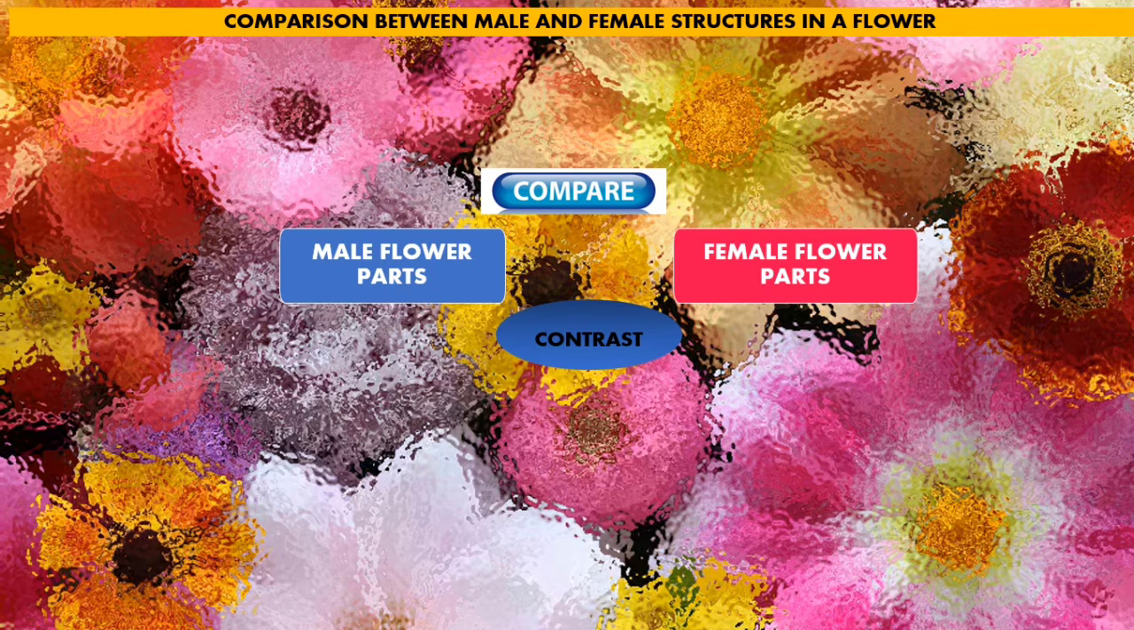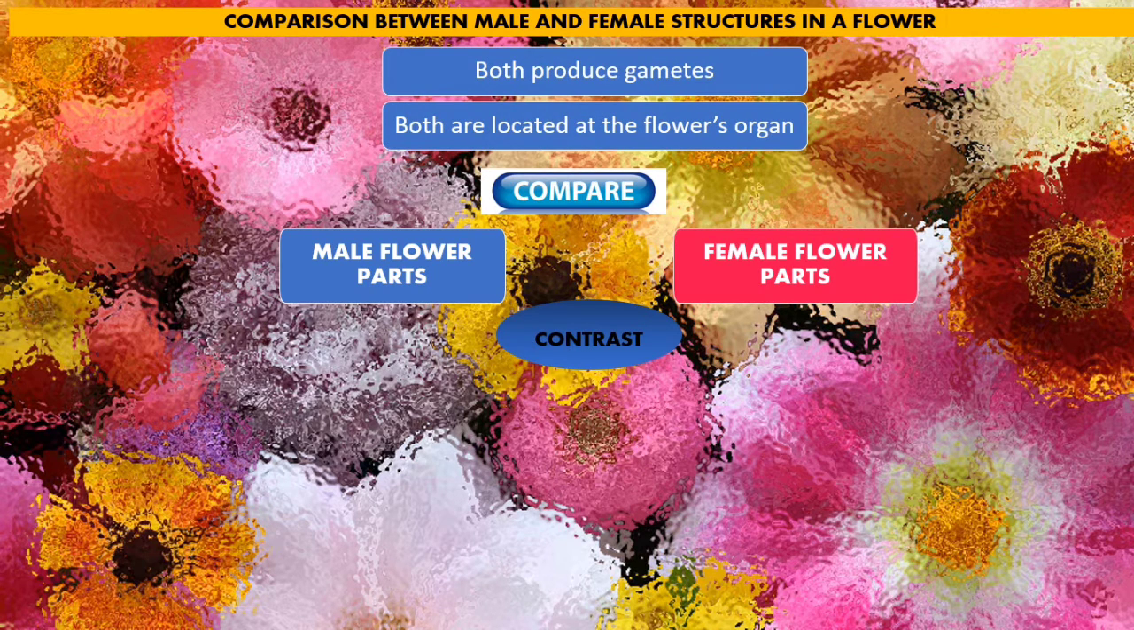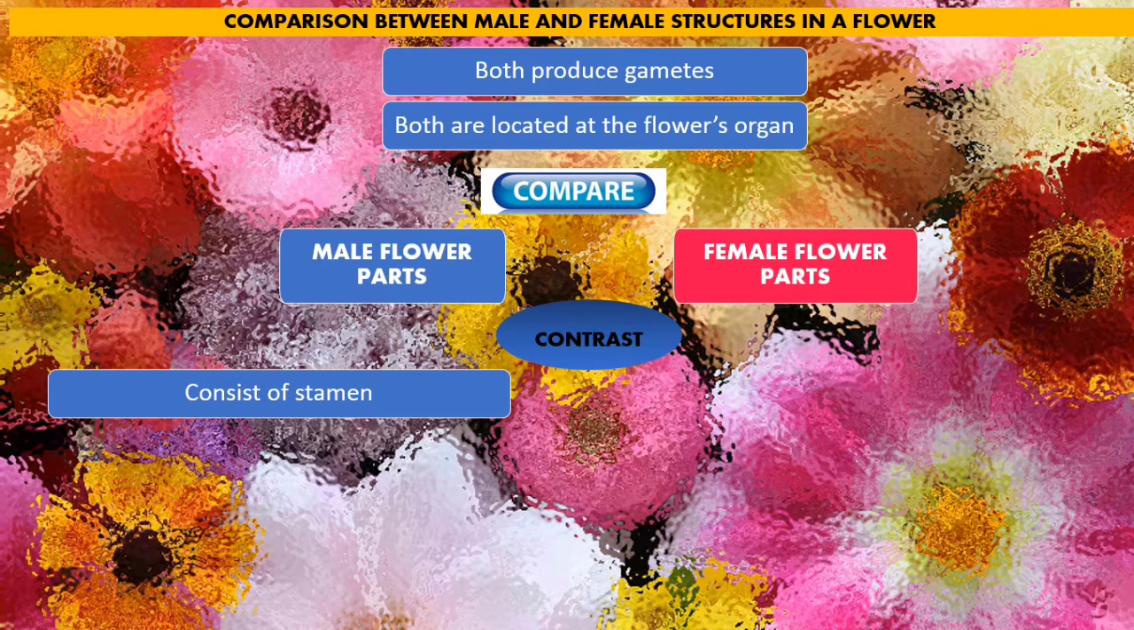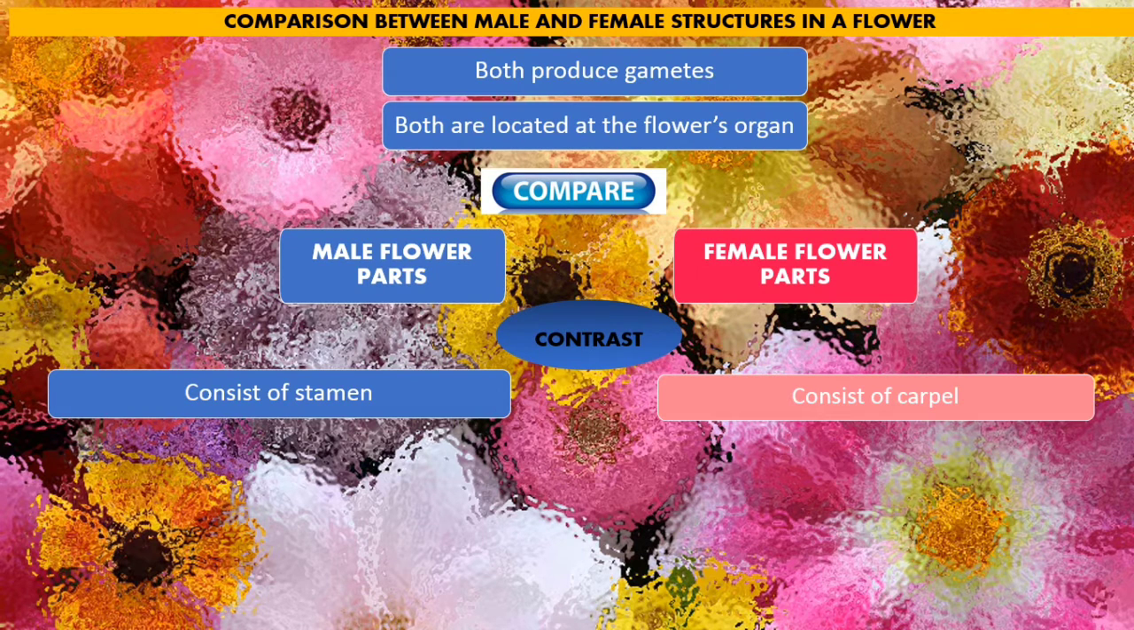What are the similarities and differences between male and female structures in a flower? First, both male flower parts and female flower parts produce gametes, and both are located at the flower's organ. The differences are that male flower parts consist of stamen, while female flower parts consist of carpel.